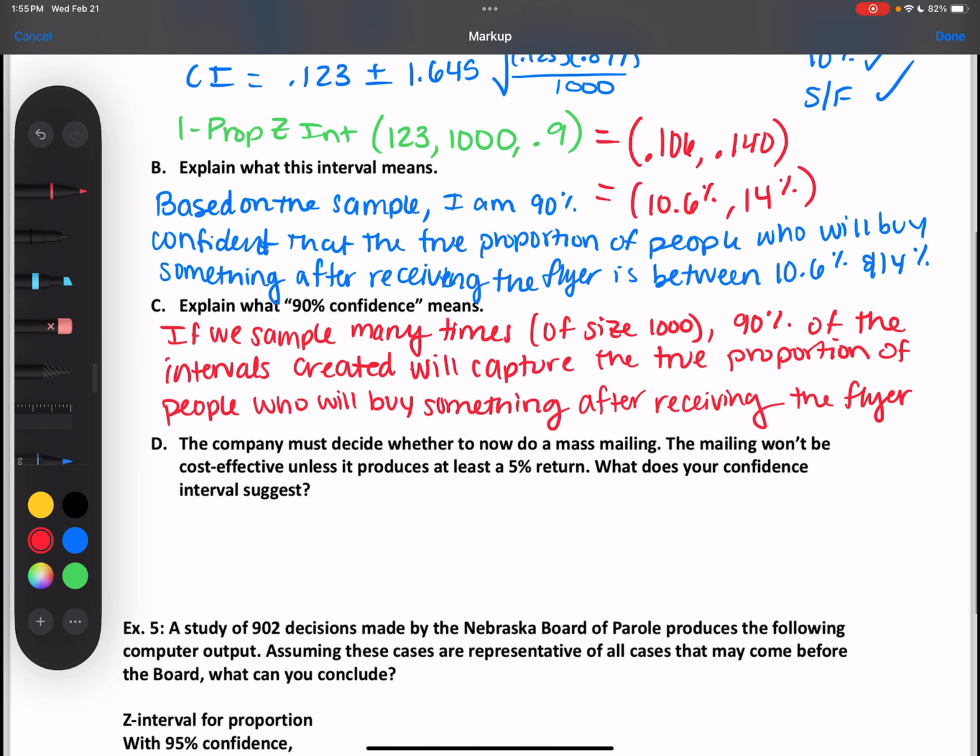The company must decide whether to now do a mass mailing. The mailing won't be cost effective unless it produces at least a 5% return. So that means that 5% of people decide to buy something after receiving it. What does your confidence interval suggest? Basically, should they do a mass mailing or not? Yes. Okay, they should do a mass mailing.